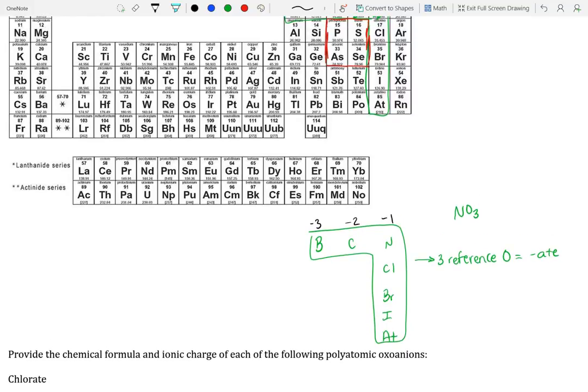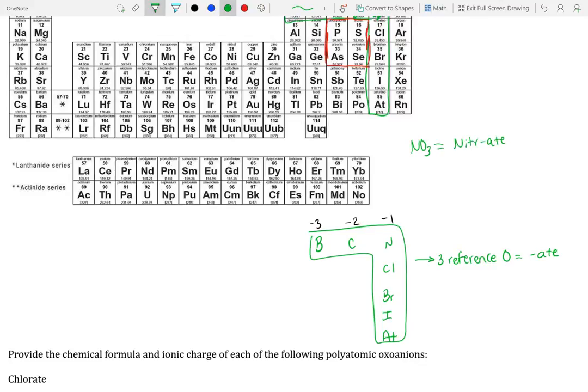All right. So let me erase this nitrate right here. Okay, so let's just act like we're doing nitrate. Nitrate has 3 oxygens right here, right? And this is called nitrate.